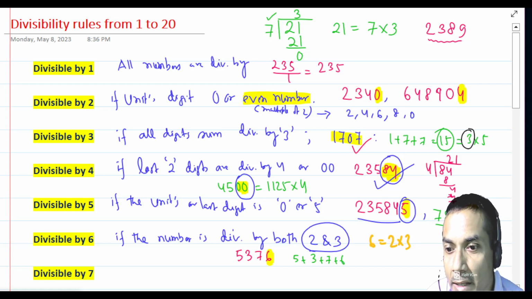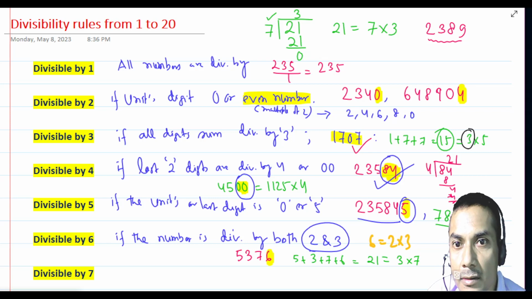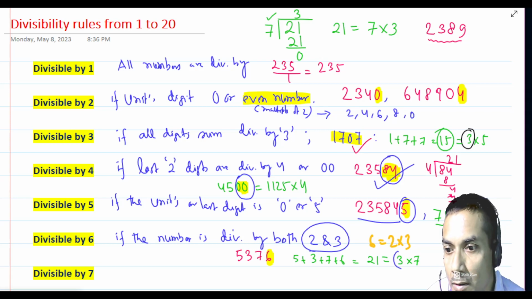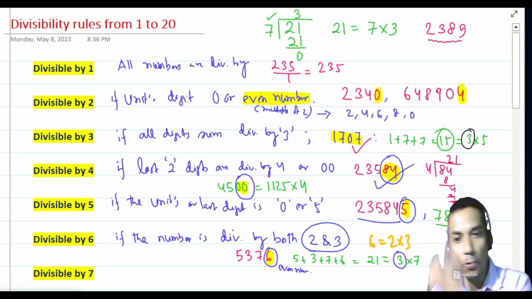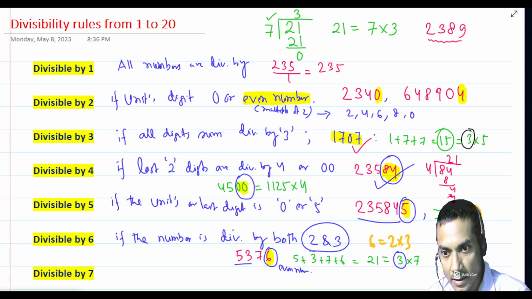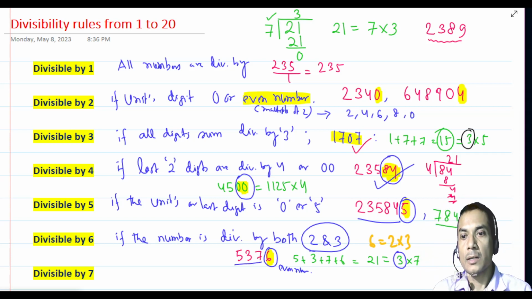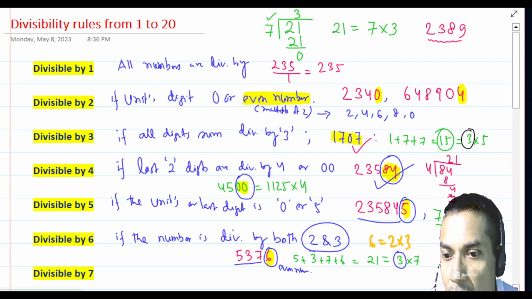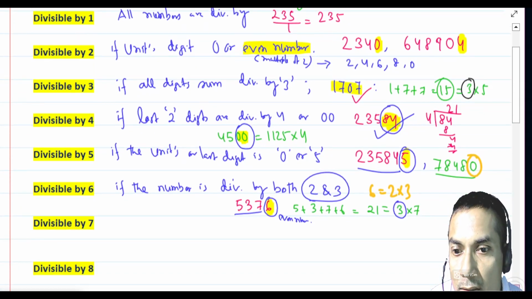So 8, 15, 21. Okay. So 21 is divisible by 3. Clear? And also the last digit 6 is an even number, so it is divisible by 2. So this number 5376 is divisible by both 2 and 3. That is the reason this given number 5376 is divisible by 6.